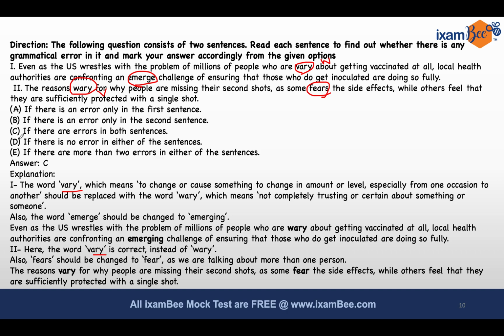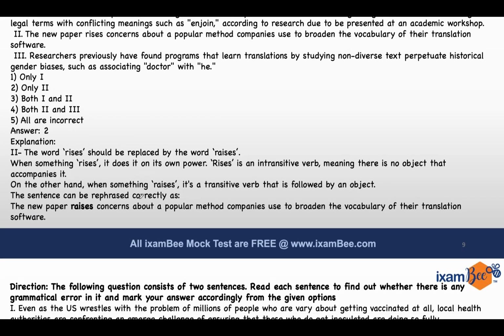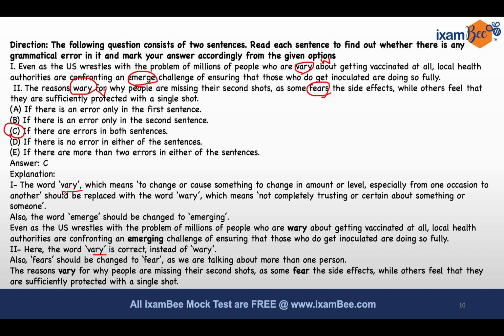There are errors in both sentences. Okay? The first sentence has 2, emerging and wary. The second sentence has 2. So in that case, here the appropriate answer is option C. Okay?